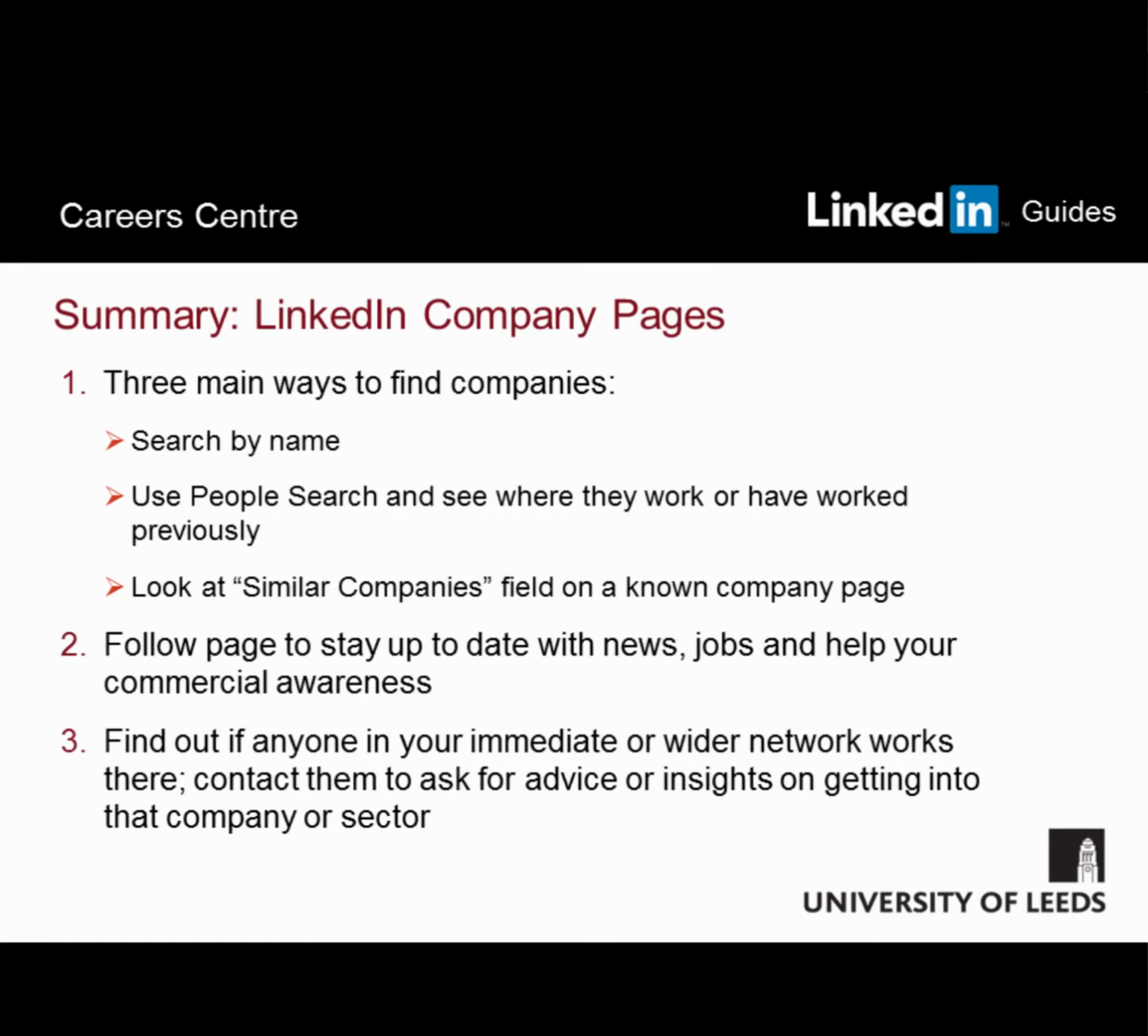To summarise then, there are 3 main ways to find companies. One is to search by name. Second is to use a people search and see where they work or have worked previously. And thirdly, look at the similar companies field on a known company page. You should follow company pages to stay up to date with their news, jobs, and to help your commercial awareness. You can also find out if anyone in your immediate or wider network works there. Maybe contact them to ask for advice or insights on getting into that company or sector.